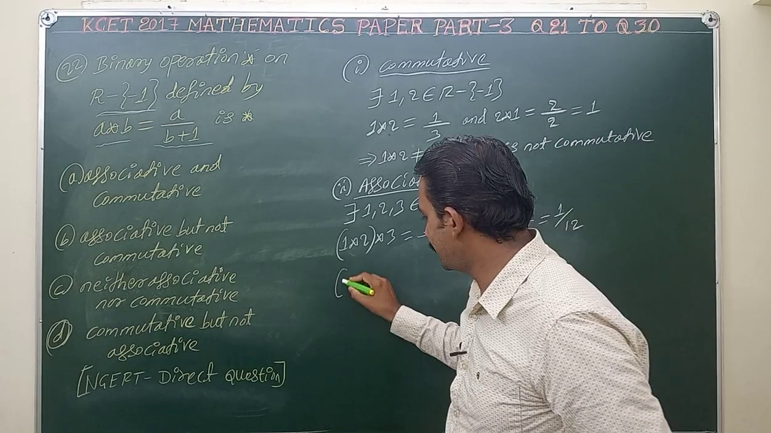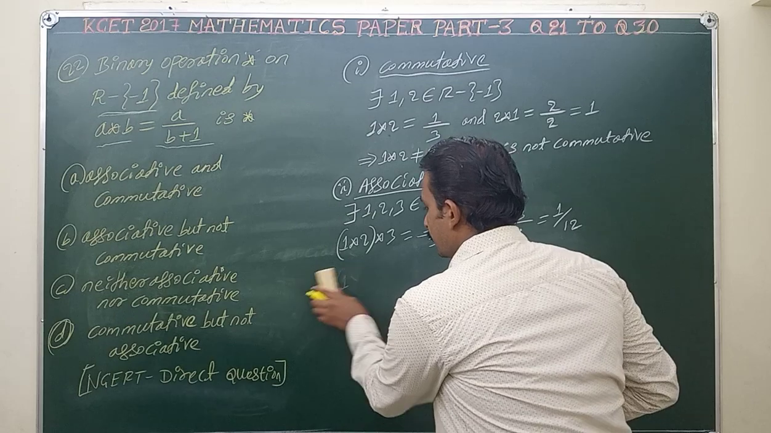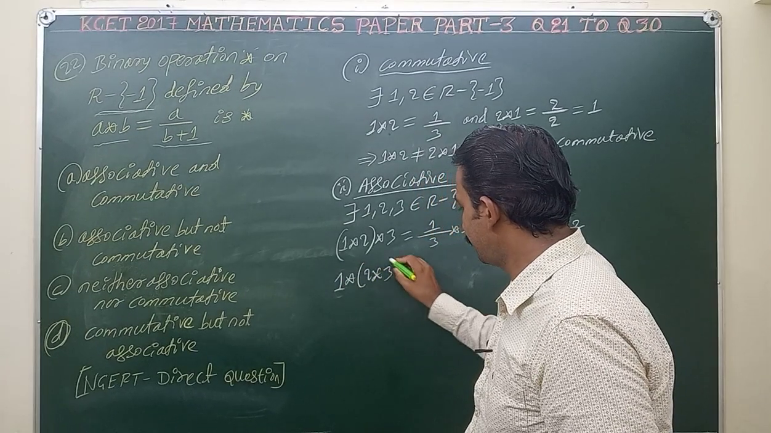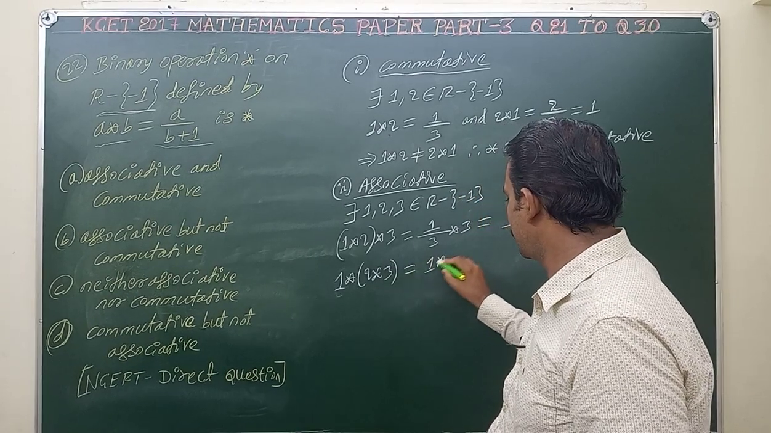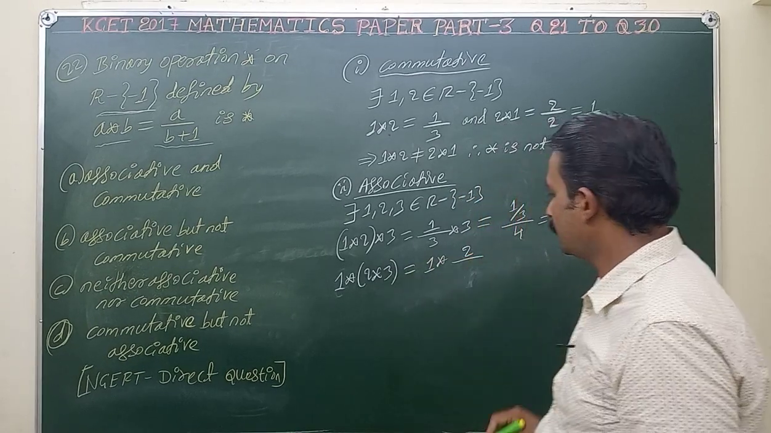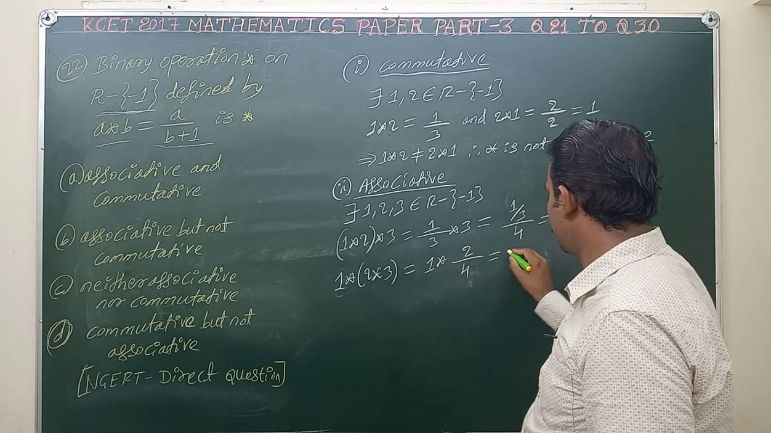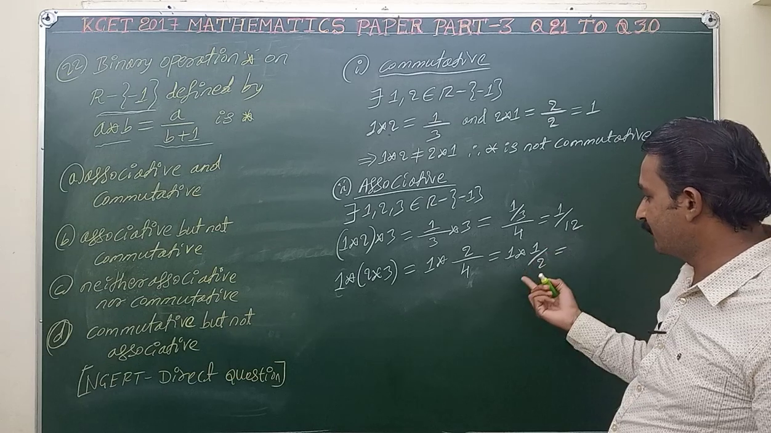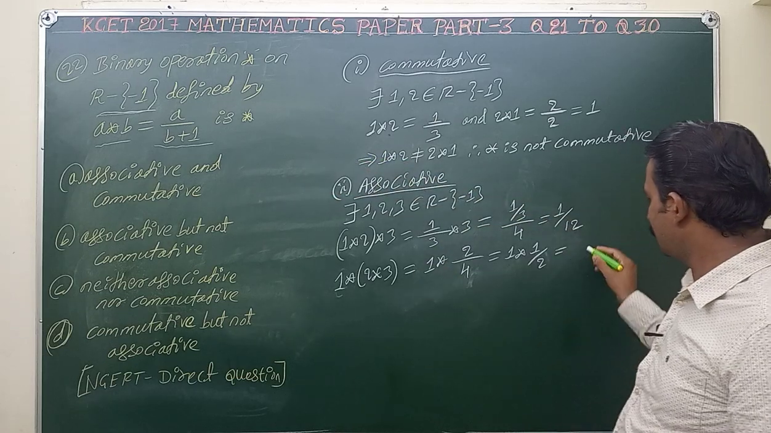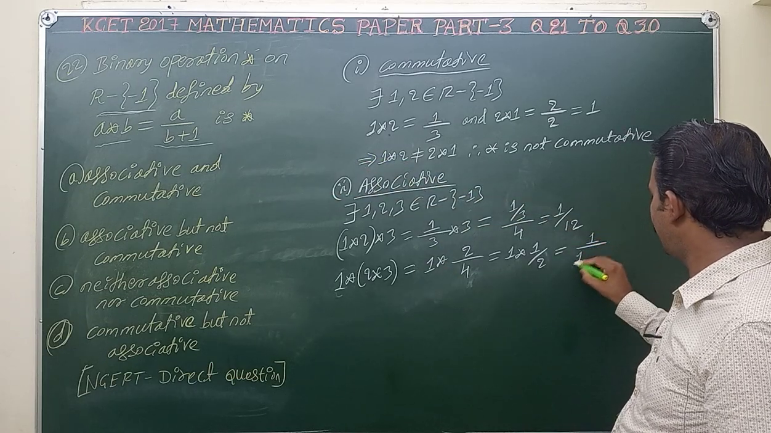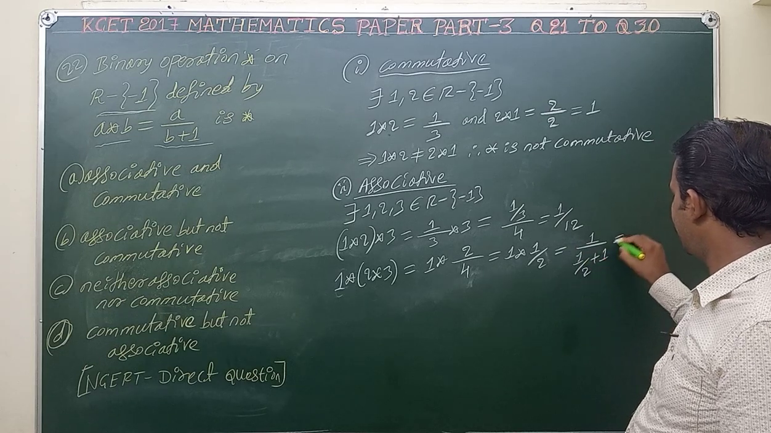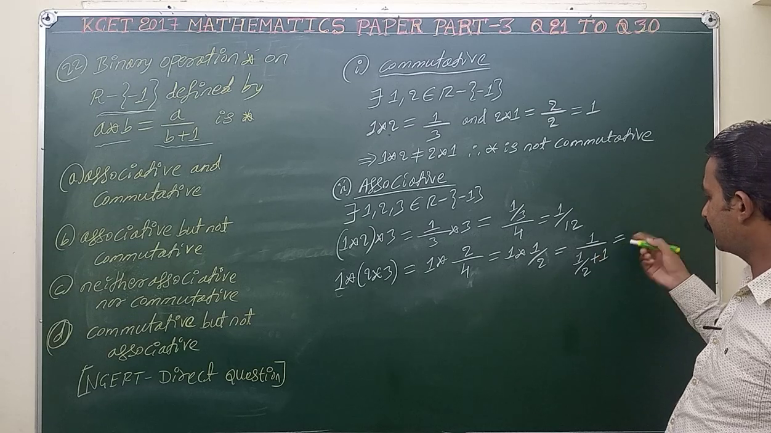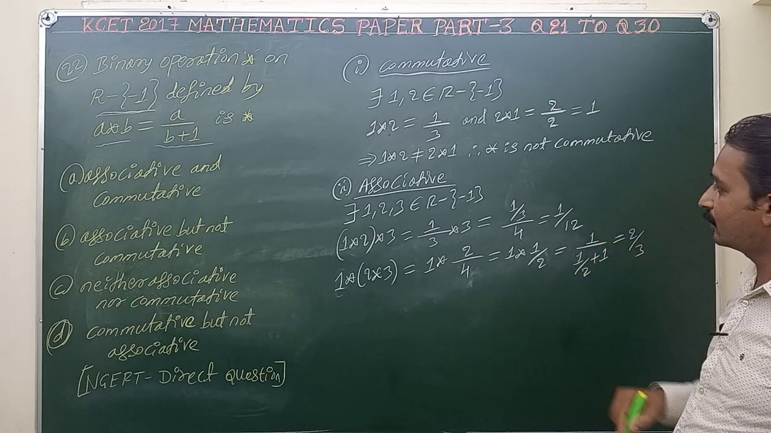Next we take 1 star (2 star 3), where the bracket is important. First we simplify 2 star 3. So 2 divided by 3 plus 1, which is 4. It becomes 1 star 1 by 2. Once again simplify this using the definition a star b: 1 divided by 1 by 2 plus 1. It is nothing but 3 by 2 in the denominator, which gives 2 by 3. Here 2 by 3 is not equal to 1 by 12.